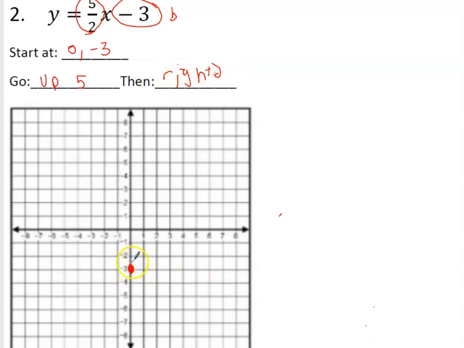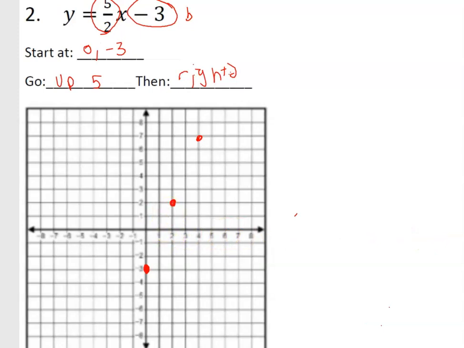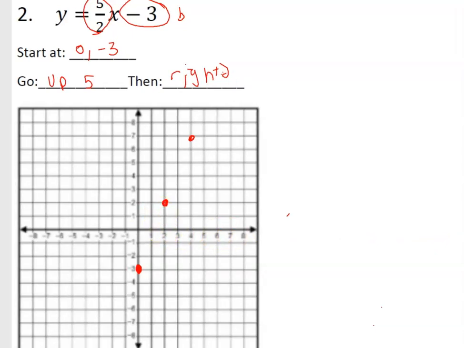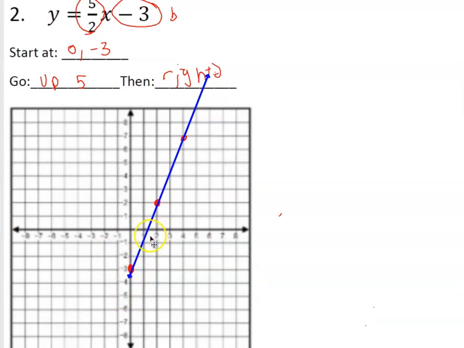So start here, count up 5, 1, 2, 3, 4, 5, and I'm going to go to the right 2 spots. And I can do that again, 1, 2, 3, 4, 5, and go to the right 2 spots. Again, it is completely up to you how many times you want to do it. So now you are going to get a straight edge, and you are going to connect those dots, and make sure you draw your arrows at the end. And you want to make sure you extend it all the way through every single one of those points.